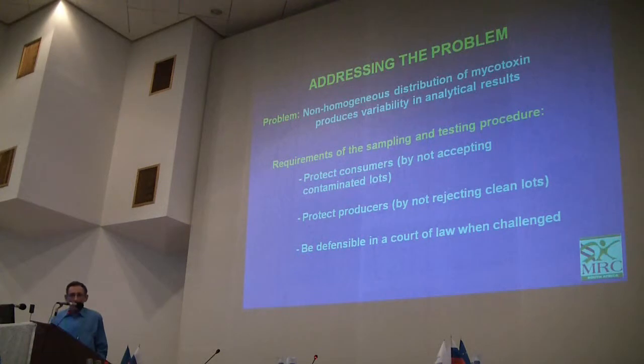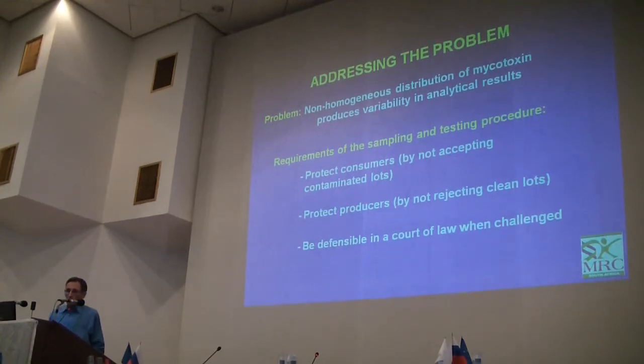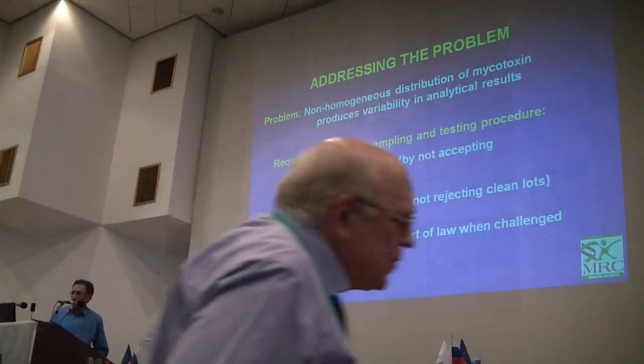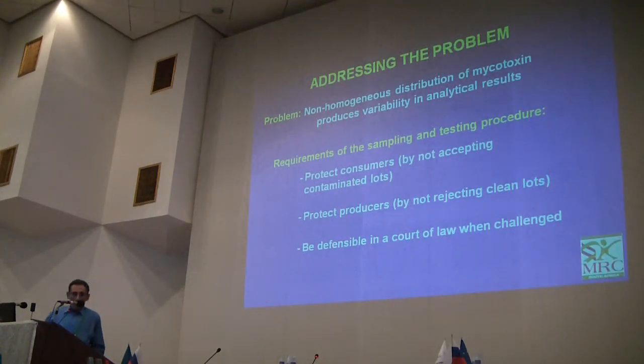Well, the testing and procedure has a couple of very important points. We need to protect consumers from consuming the contaminated food. We also need to protect producers. They're producing food, they don't want that rejected as contaminated. So we need to have a way of doing this, and it needs to be defensible.